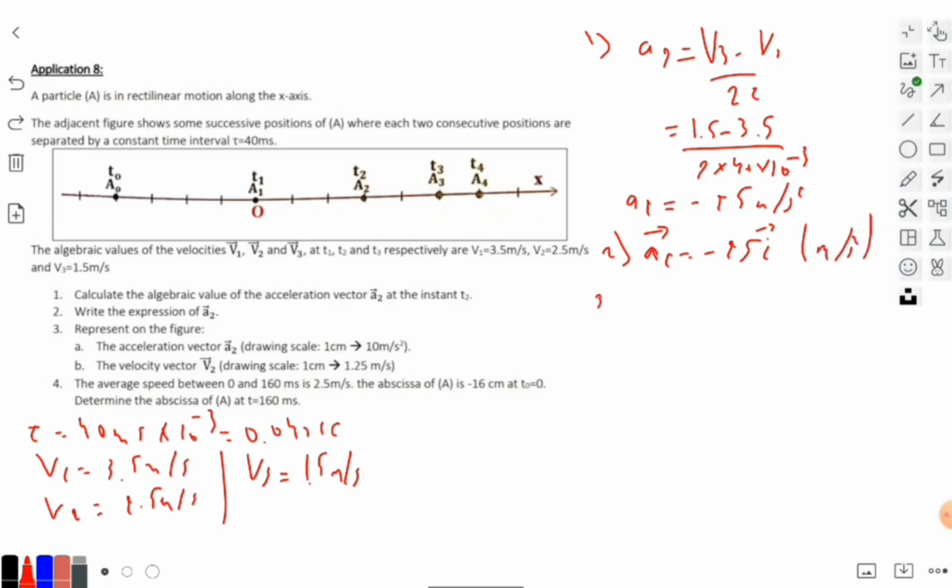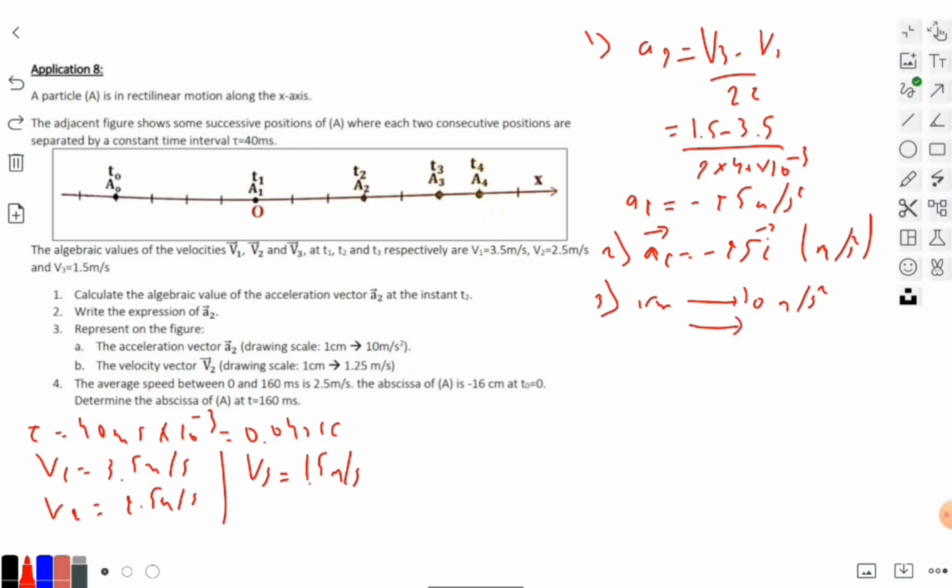Part 3. Represent on the figure the acceleration vector A2. Drawing scale: 1 cm corresponds to 10 meter per second square.